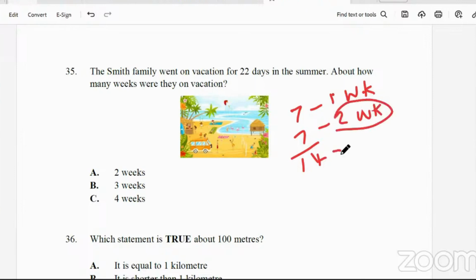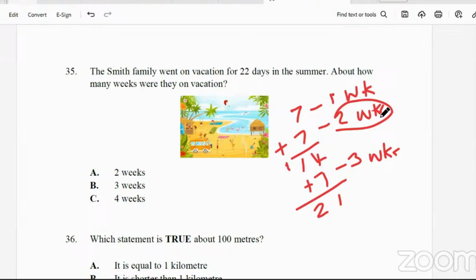Okay, so if we add another 7 days, that would take us to 21. And so this would be the 3rd week. So 21 days, that's 3 weeks. And then there's an extra day. So they went on vacation for practically 3 weeks.